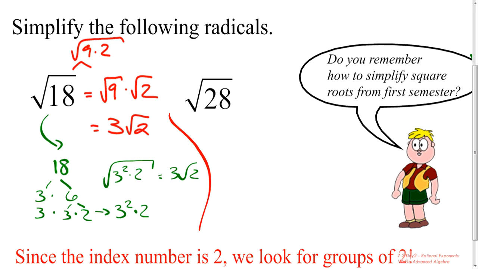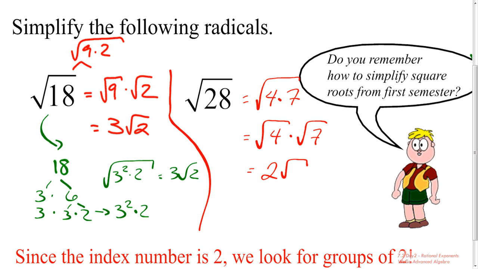Like up over here with 28, what perfect squares can I break out of 28? Well, hopefully you're seeing this as 4 times 7, in which case the square root of 4 is very nice. And you get this.